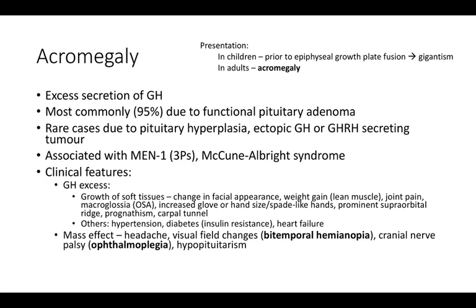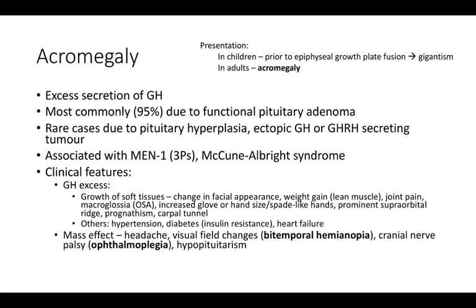The clinical syndrome associated with growth hormone excess is called acromegaly. Most commonly, this occurs due to a functional pituitary adenoma. Rarer causes are due to pituitary hyperplasia, ectopic growth hormone or growth hormone releasing hormone secretion from tumours also. Acromegaly is associated with syndromes including multiple endocrine neoplasia type 1 and McCune-Albright syndrome.